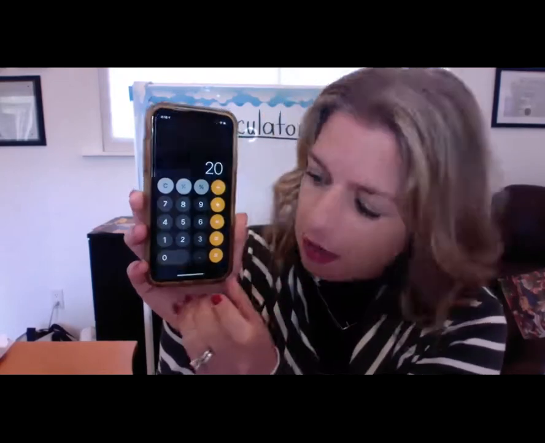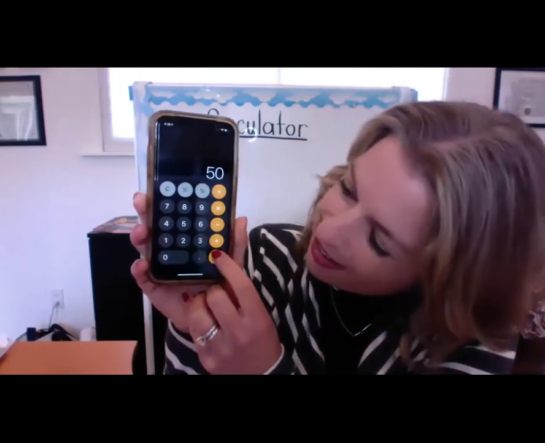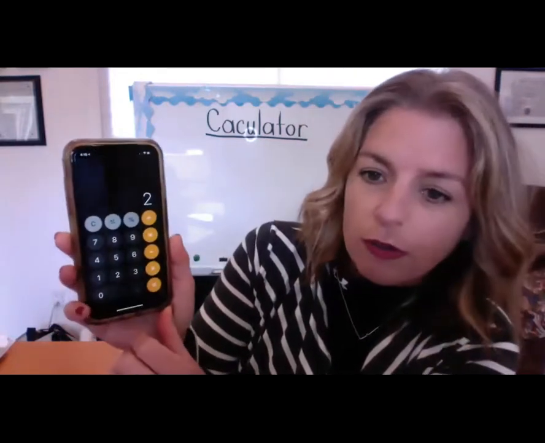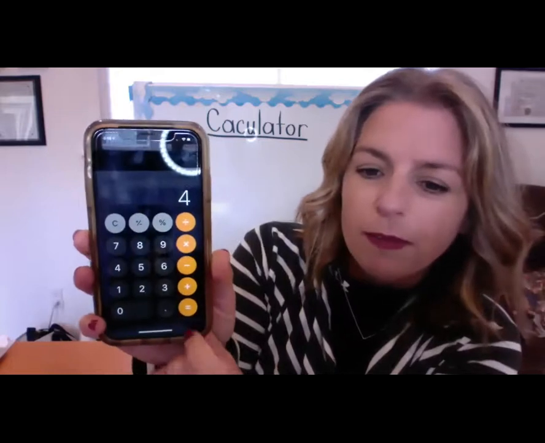And guess what? If I keep hitting equal, it's going to make a pattern. If I did 10 plus 10 equals 20, if we're counting by tens, what do you think the next one is going to be? If I hit equal, 30, then what? 40, then what? 50, then what? 60, and so on. You can make patterns with a calculator as long as you're putting in pattern numbers, like 2 plus 2 equals 4 equals 6, 8, 10, 12, 14, and so on.